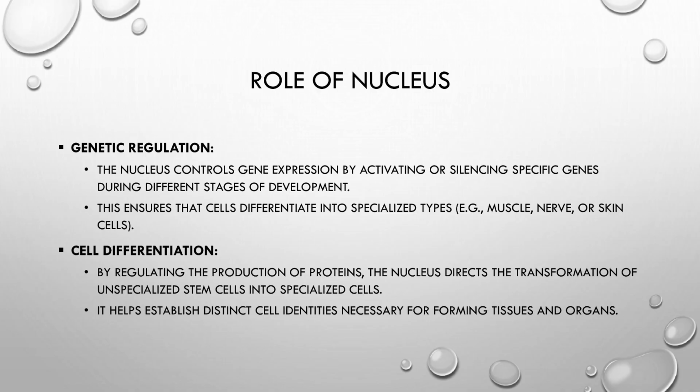Coming to the next slide, we will deal with the role of the nucleus, its genetic regulation. The nucleus controls gene expression by activating or silencing specific genes during the different stages of development, such as mitosis and meiosis, and this ensures that cells differentiate into specialized types like muscle, nerve or skin cells. The next role of the nucleus is in cell differentiation. By regulating the production of proteins, the nucleus directs the transformation of unspecialized stem cells into specialized cells, and it helps to establish the distinct cell identities necessary for forming tissues and organs.